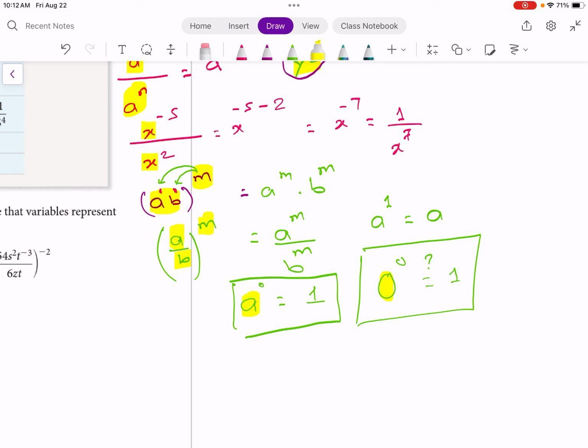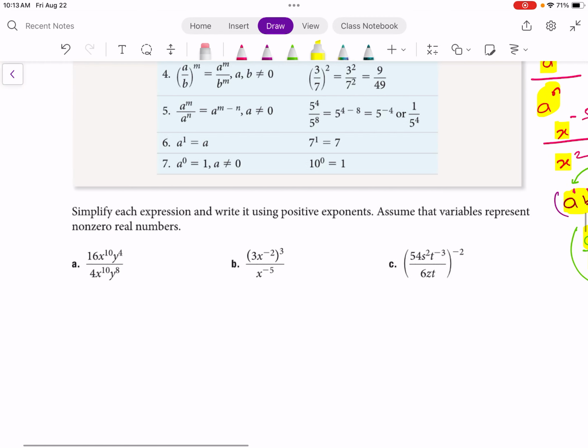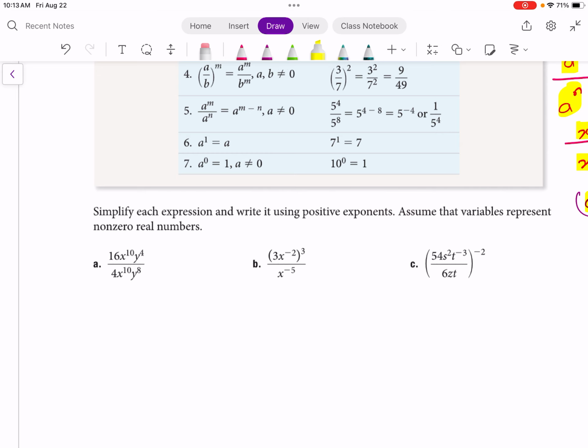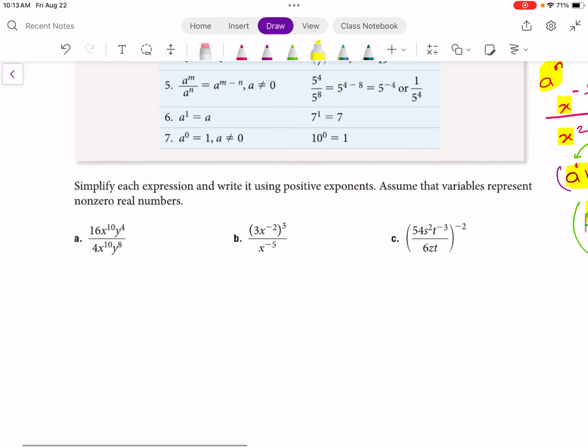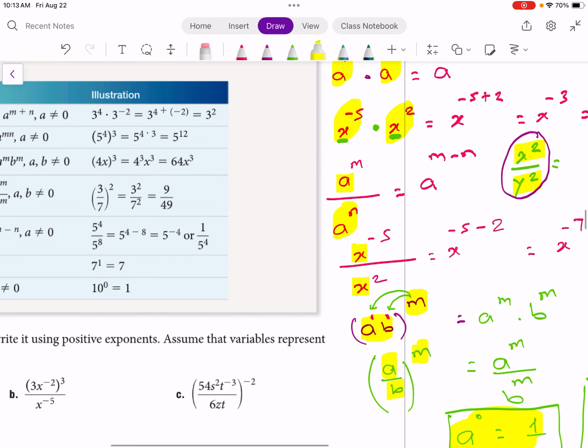So make sure to use this property, and the only case where you do not use it is if your base is 0. 0 to the power 0 is not 1, but for every other real number, any real number to the power 0 is always equal to 1. So these are the properties, and with these properties, we will simplify the expression given to us here. Do you have any questions on this part?